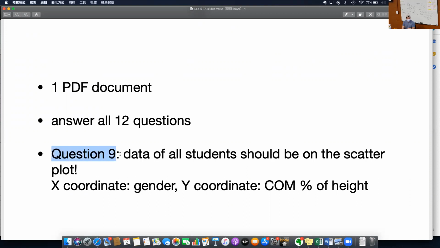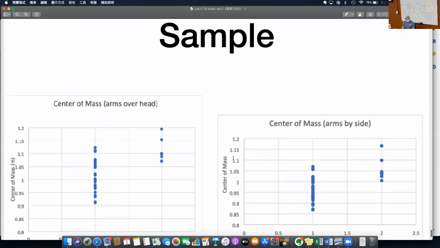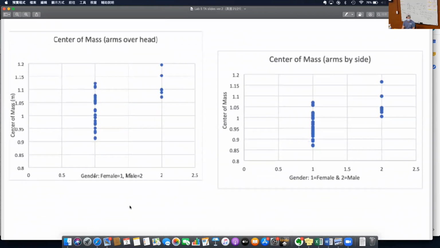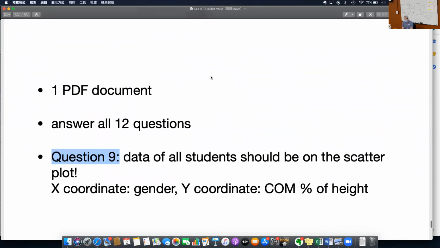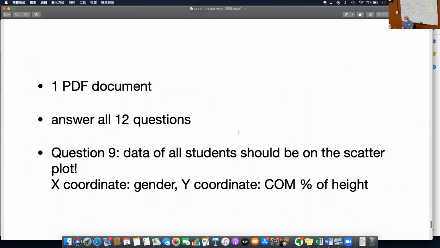And for question 9, you need the data of all students in a plot. And this is a sample of a typical plot. So the x-axis will be genders, female and male, and the y-axis the center of mass percentage. So you can see the distribution and difference between genders. I've posted the slides on Canvas, so if you need an example and forgot how it looks, just find one on Canvas. Yeah, I think that's it.